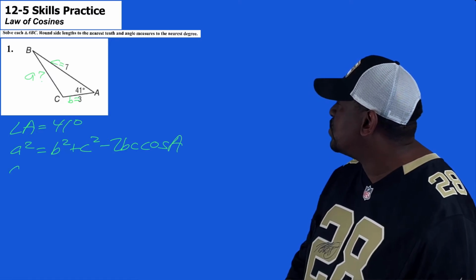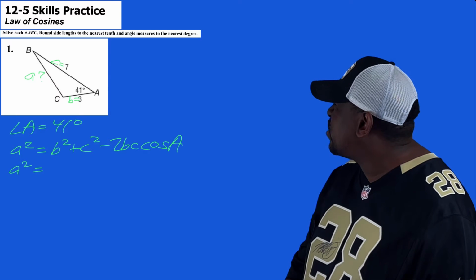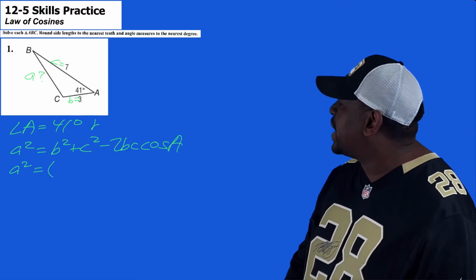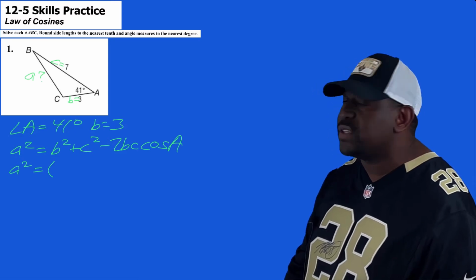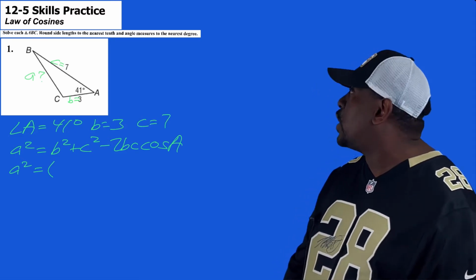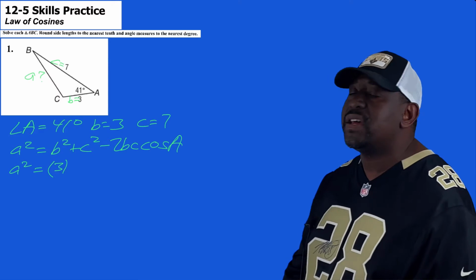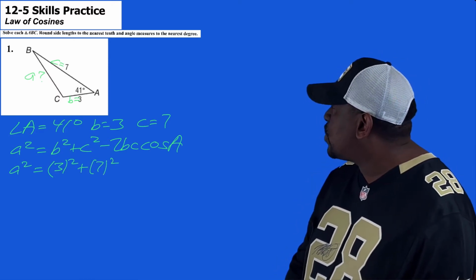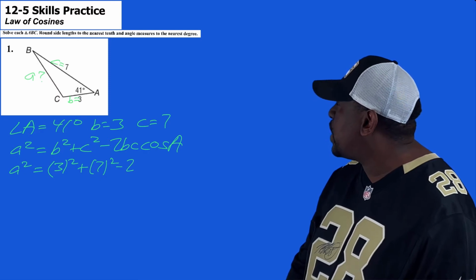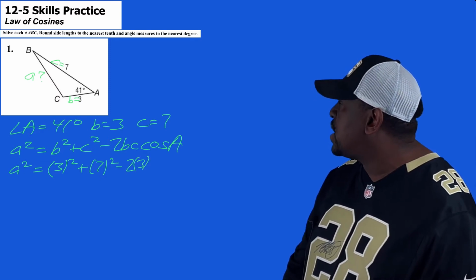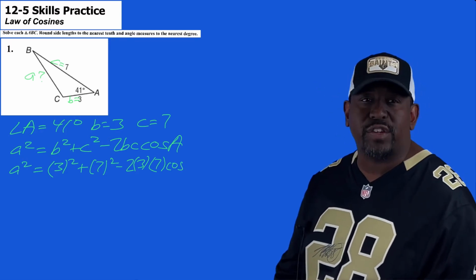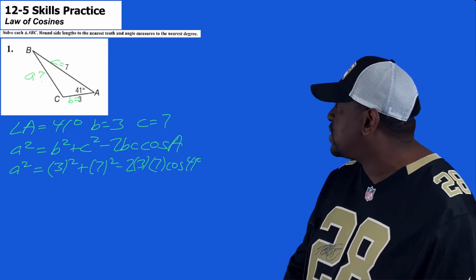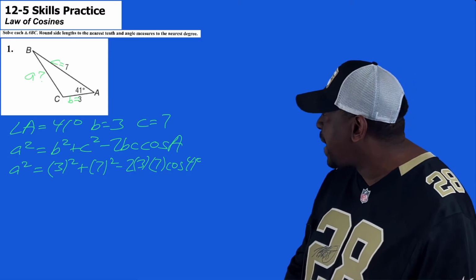We're given angle A, and we're looking for side A. We're given sides B and C. We're going to use the law of cosines to find the length of side A. So we write down the formula, which is A squared equals B squared plus C squared minus 2 times B times C times cosine of A. We substitute those values for B, C, and angle A into the appropriate spots.